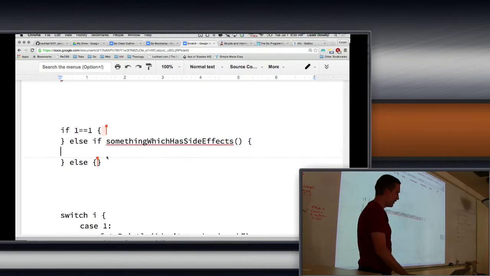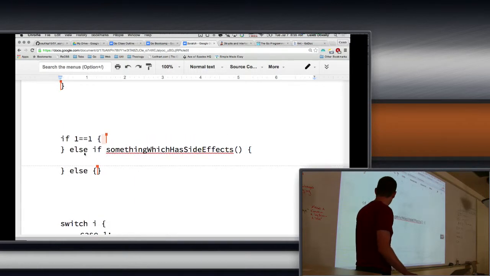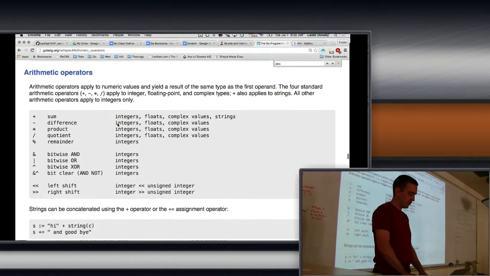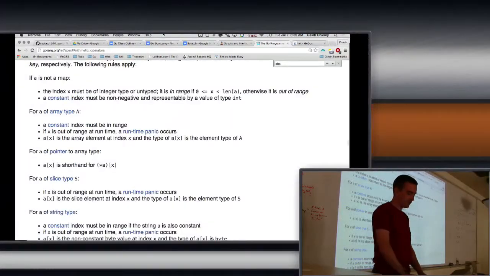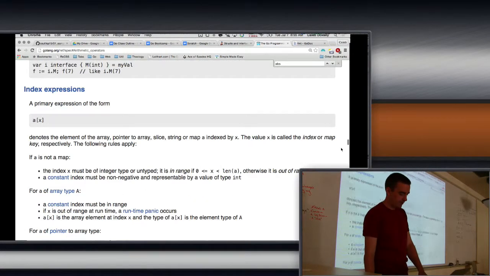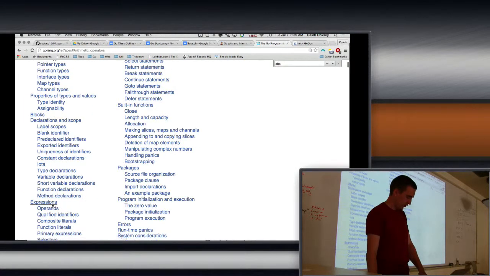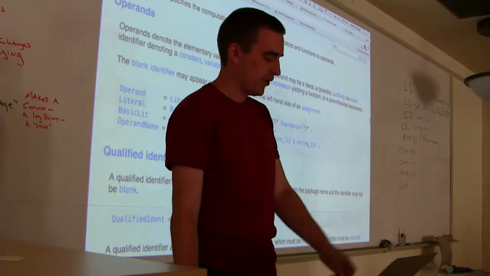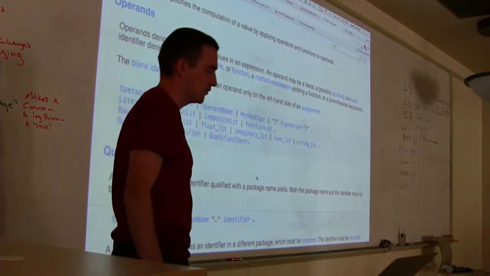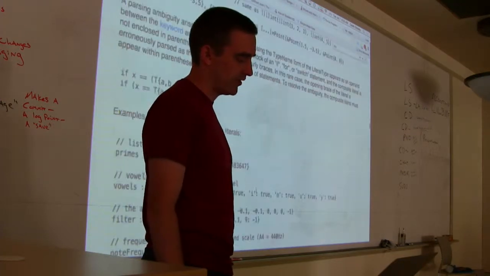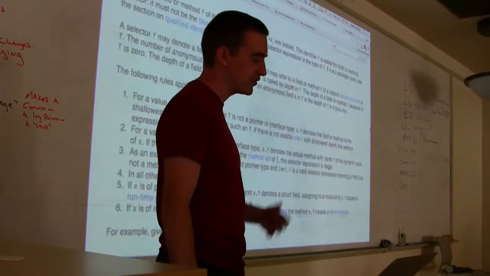Okay. What else can we say about ifs? Right, so you can do expressions like this, you can call a function, you can do anything that is an expression. And once again in the spec, expressions are detailed. There's a lot of kinds of expressions. So here they are. They can be operands, which are like literals or variable references. There's all kinds of stuff. And so use expressions a lot.